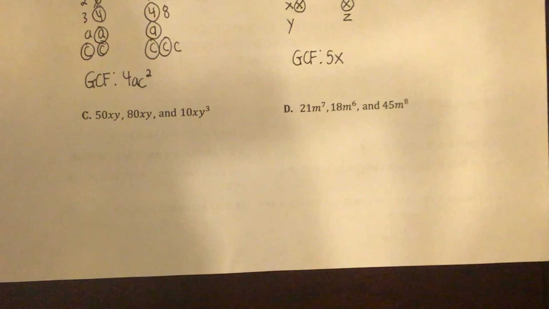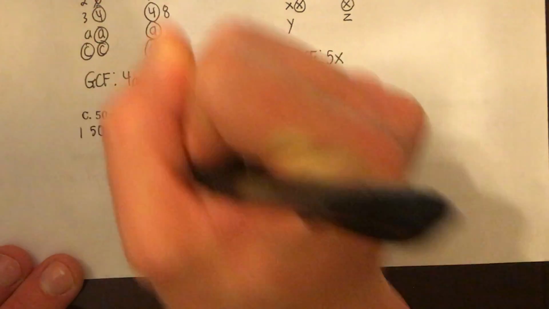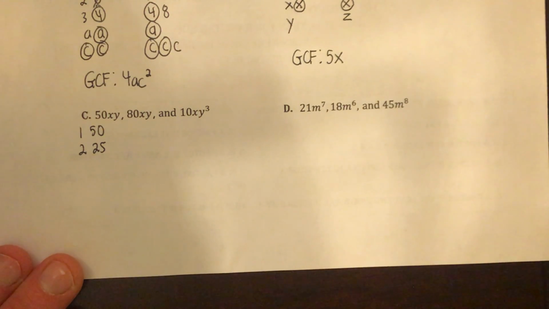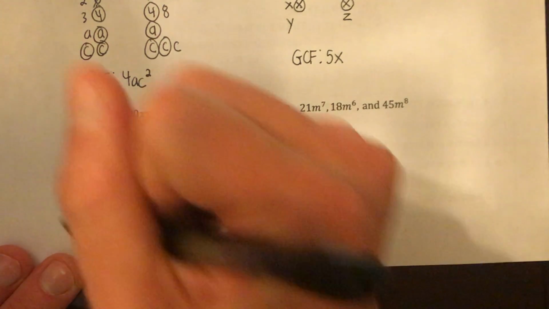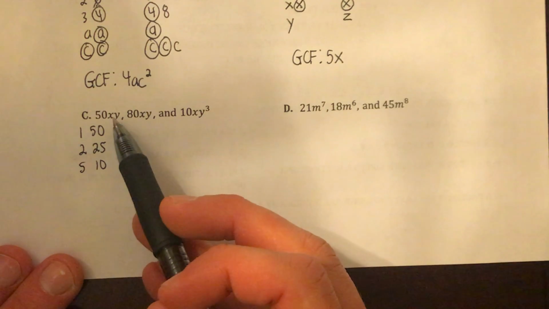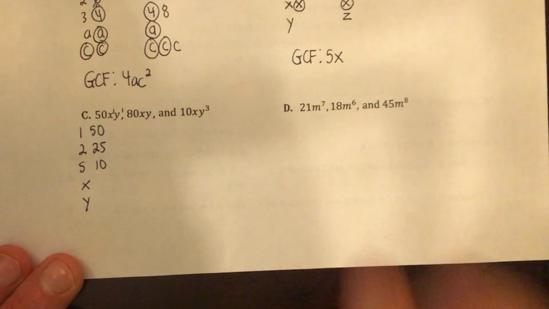So we're going to start with 50xy, create our factor pair list, and then move on to each term after that. So 50xy, so we'll start with 1 and 50. 2 goes in, 2 and 25. 3 does not go in. 4 does not go in. 5 goes in, 5 and 10. 6 does not go in, 7 does not go in, 8 does not go in, 9 does not go in, and 10 already on our list, so that is done. So now I come to the variables x and y. There's only exponents of 1 and 1 here, so I need 1x and 1y.